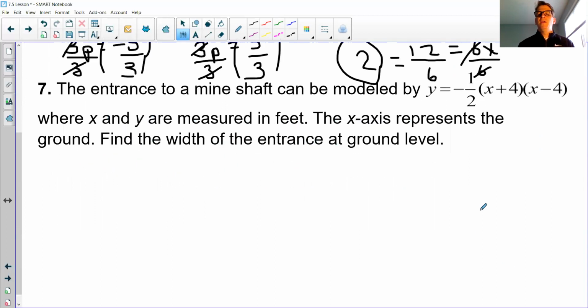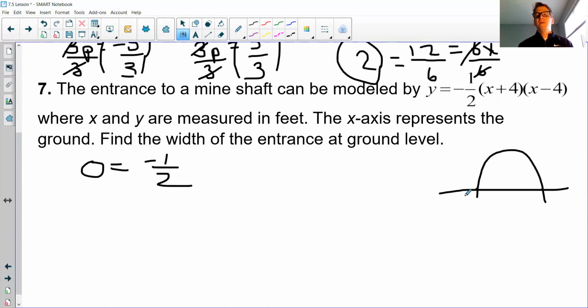If you have a side of a mountain, there might be a shaft like this. They're looking for, when y is equal to 0, what the x would be here. Some of you might already see the answer. So y is equal to 0, -1/2, and again, this is just a representation, I'm not sure if it's accurate or not, but it's close, times x plus 4 times x minus 4. Very similar to the fireplace question.